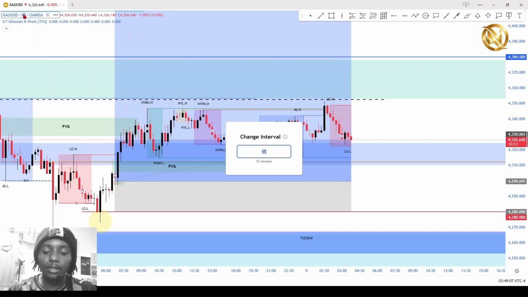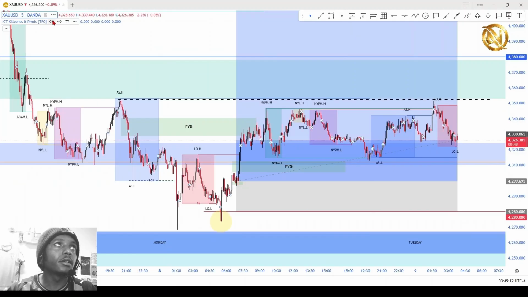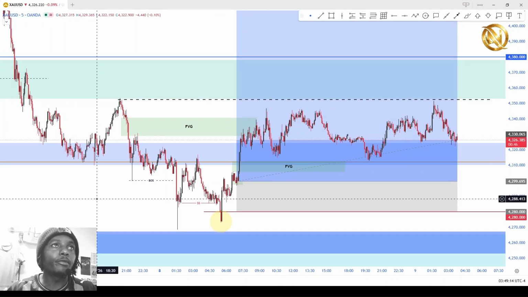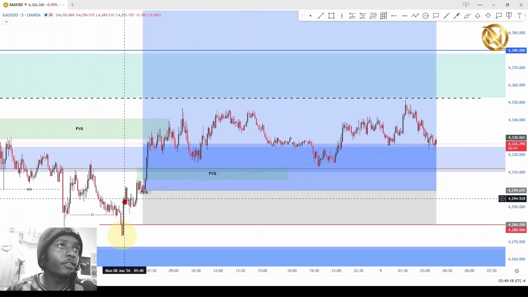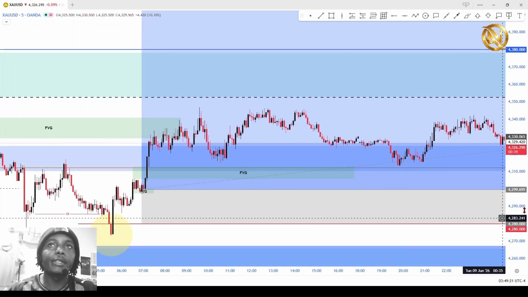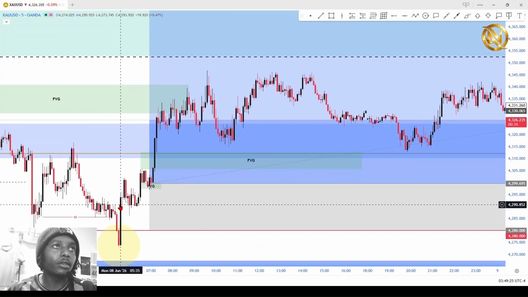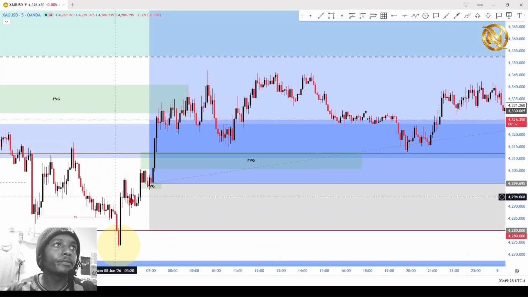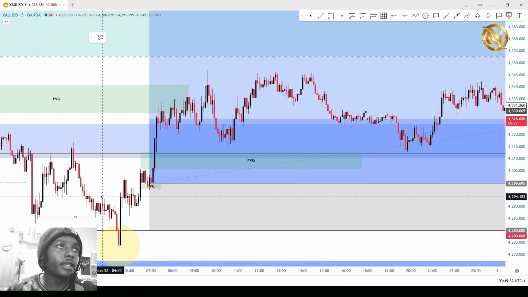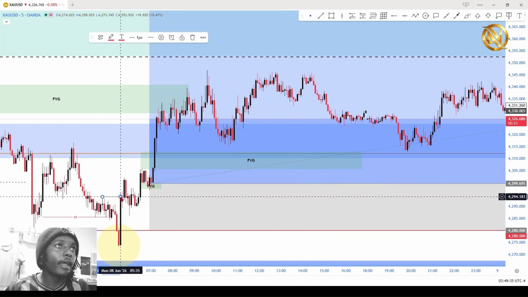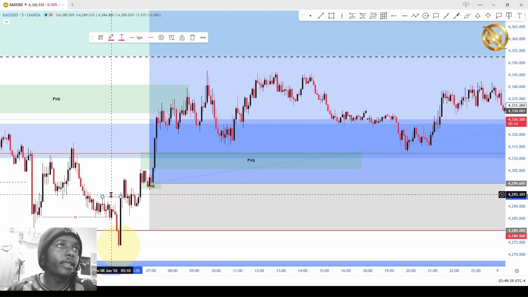So I'll scale down to the 5 minutes. On the 5 minute, as you can see, we had this engulfing candle. Now on the 5 minute, you are going to see it clearly. This is the engulfing candle that we had, forming a change in market direction, because this is the swing that was formed before we swept the liquidity.